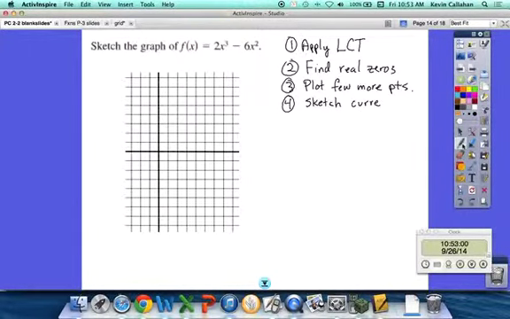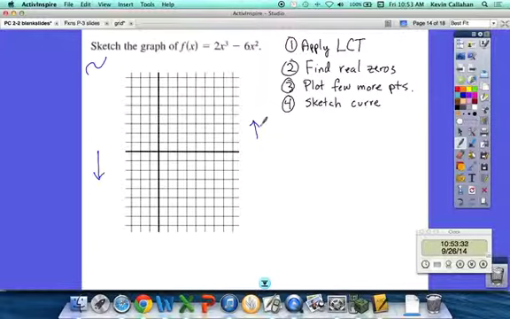So in this function here, right, 2x to the third minus 6x squared, the leading coefficient test would tell us what's the end behavior, what's it doing to the left? It's falling to the left, right? Since it's an odd degree and a positive coefficient, we would expect that it looks something like that, right? So I'm going to draw an arrow over here. It's falling to the left, and it's rising to the right.